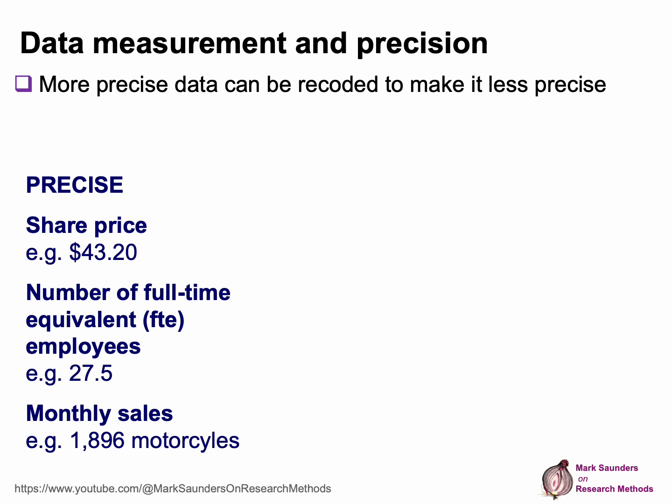Then we have the number of full-time equivalent employees, or number of FTEs, 27.5. Again, we would treat these data as continuous. And finally we have the monthly sales of motorcycles, in this case 1,896 motorcycles. Whilst this is actually a discrete number, we would again probably treat this as continuous.